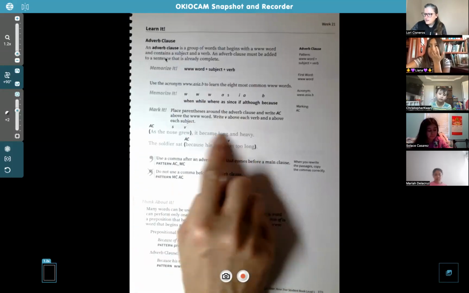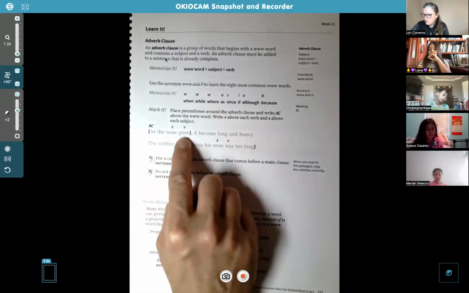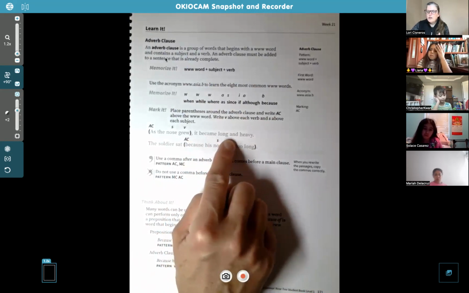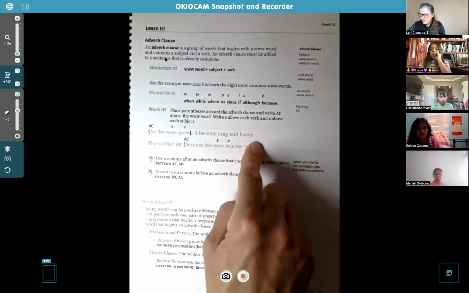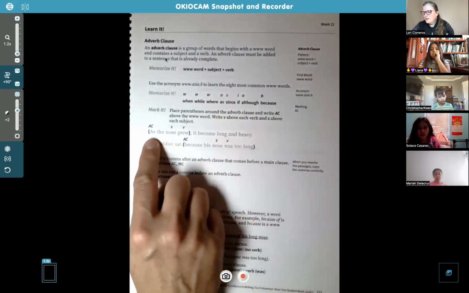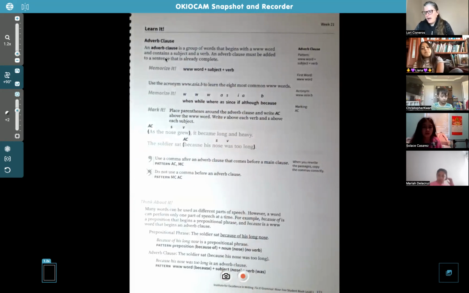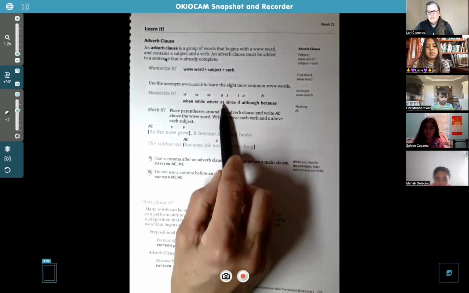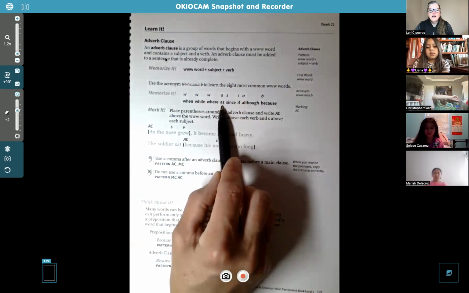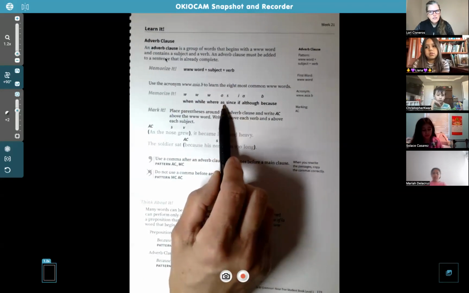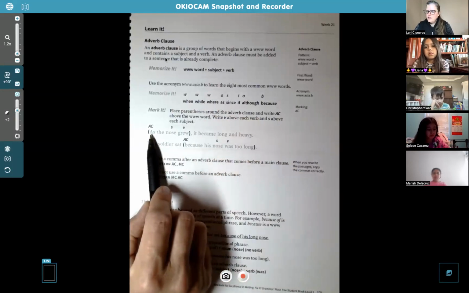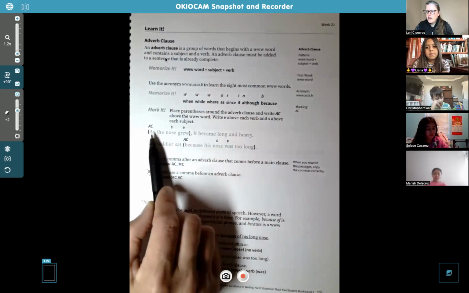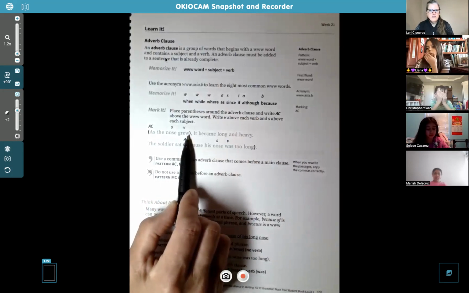So this example right here says, as the nose grew, it became long and heavy. Remember, we're learning about what's happening here, that her nose starts growing in this story that we're reading here. But look at how it starts with the word as, and as is the A in Asia, as. So it's one of these words that's part of an adverb clause. It starts with that. Notice they put parentheses around it. As the nose grew, that's the clause.